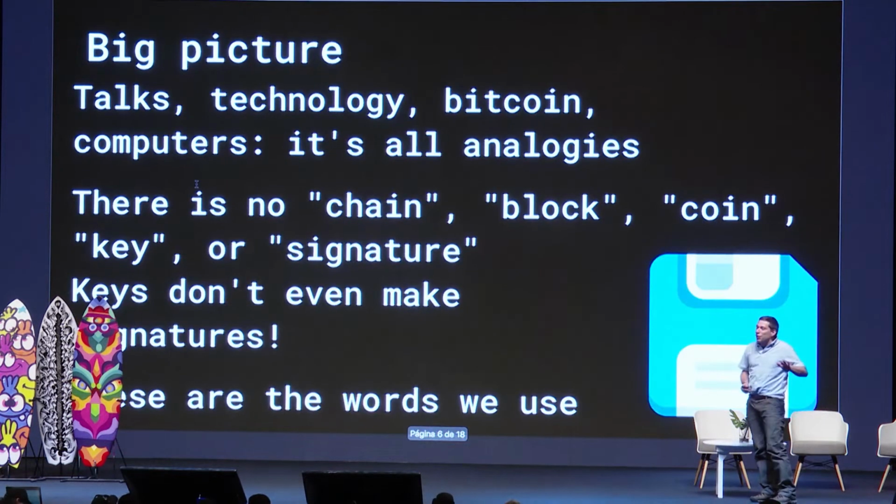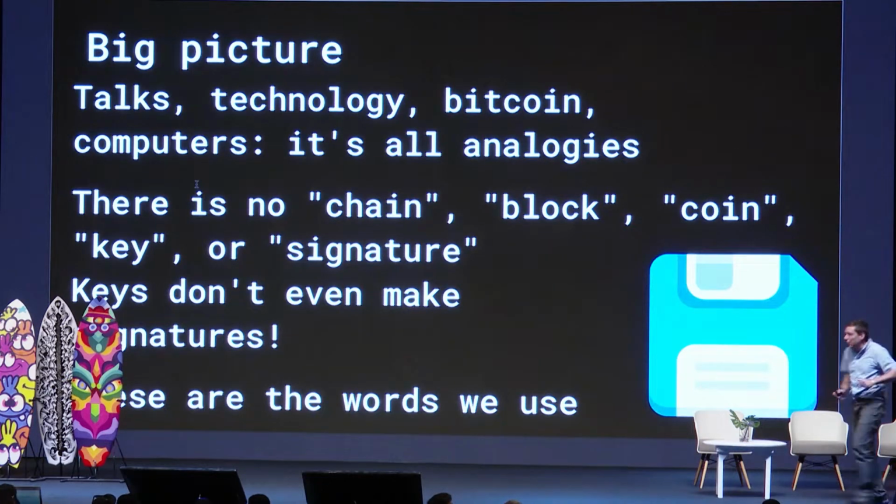Okay, but instead, what I'll talk about in the next 17 minutes, the big picture. All these talks, all the technology in Bitcoin, computers, it's all really analogies, right? So, for example, this. I don't know if you guys, some people have used these. I used this when I was a little kid. But I know many people I work with, lots of students at MIT, they've never seen one of these in real life. But it means save, right? You save your work, you save your document, you save your email. It's a save icon. And it was based on the 3.5-inch floppy disk, but who cares now?